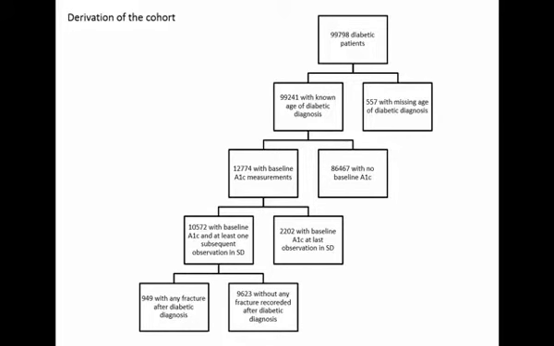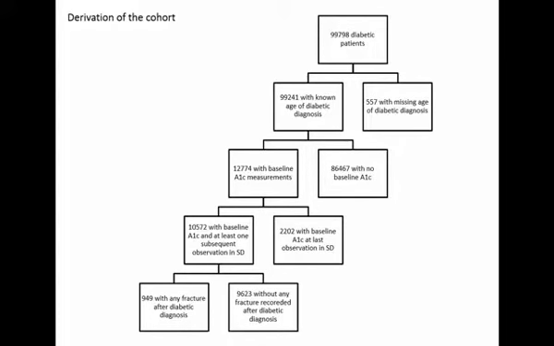So he said, okay, we have 100,000 people with diabetes. We whittled it down. 500 didn't have any age associated with the first ICD-9 code for diabetes, so we had to exclude them. Then this is when it really became tricky. How do we define our baseline?